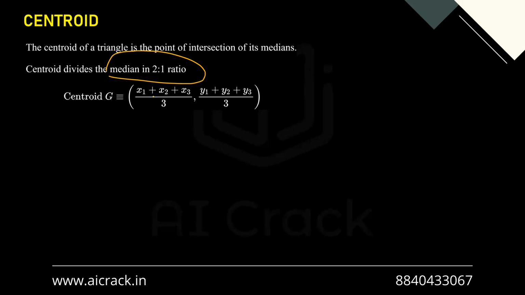Now the coordinates of the centroid are (x1 plus x2 plus x3 divided by 3, y1 plus y2 plus y3 divided by 3), where x1, x2, x3 and y1, y2, y3 are the coordinates of the vertices. So let's see how we derive this particular formula.